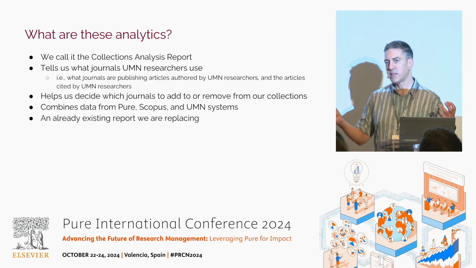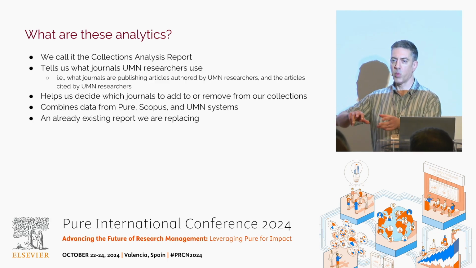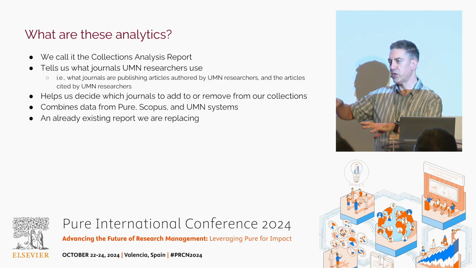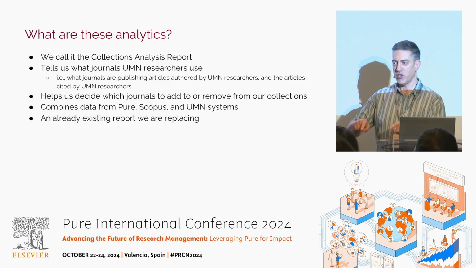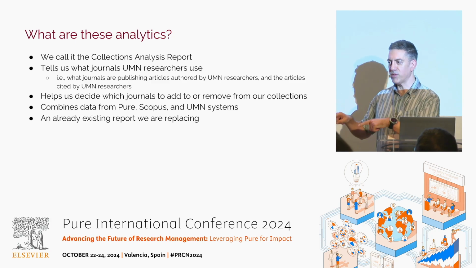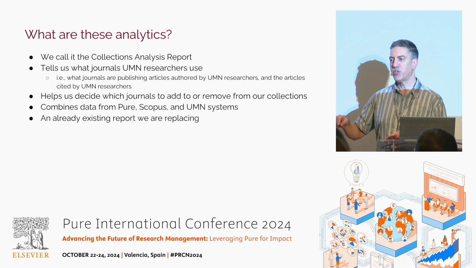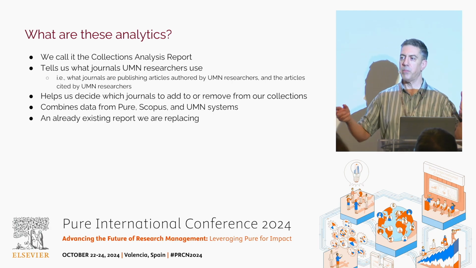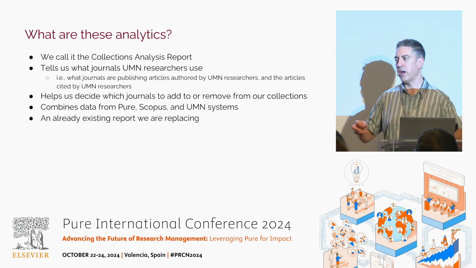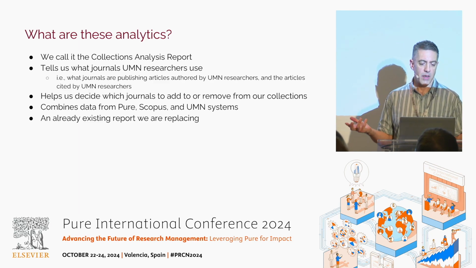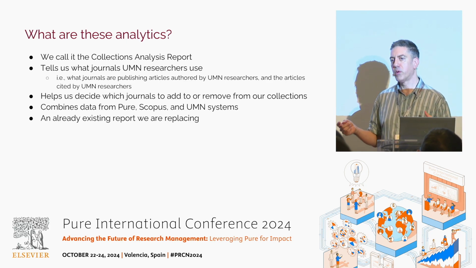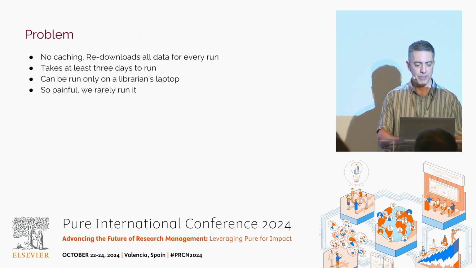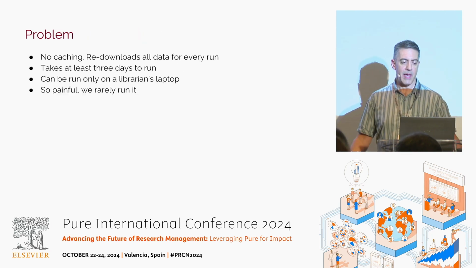And that's what makes this report a little bit difficult to build, because we can get information about the journals that the articles are published in from Pure, but to get that citation data, we really need the ISSNs for the journals. We can get that information only from Scopus. So we're combining data from at least two sources, the Pure API and the Scopus API. We actually already have a report that gives us this information, but we're working on replacing that report. And so here's why we're doing that. Here's the problem.